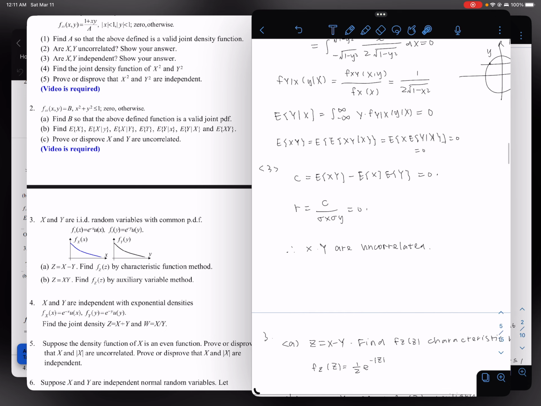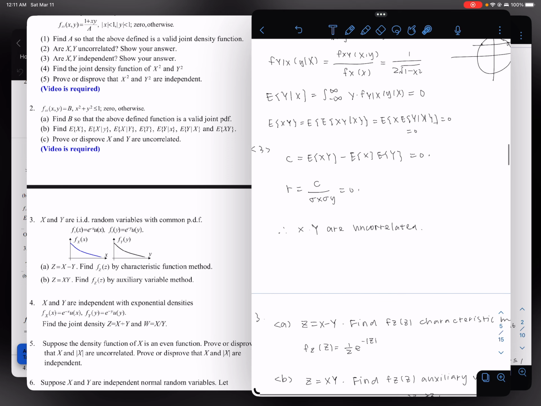And lastly, we're asked to prove or disprove if x and y are uncorrelated. So it's pretty easy to see that the expectation of random variable xy is equal to the expectation of x times the expectation of y, because they're all 0. So we can say x and y are uncorrelated.